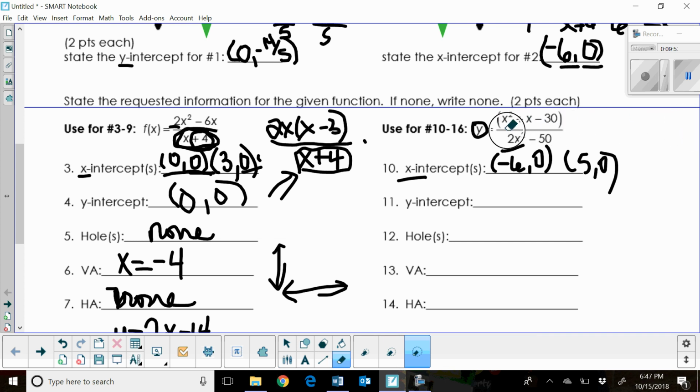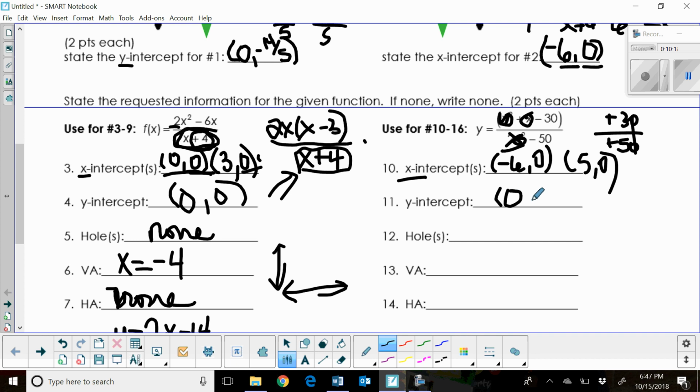Now, to find the y-intercept, we plug in 0 for x. We plug in 0 for x, that disappears, this disappears, and this disappears because 0 times all these things is just 0. So what are we left with? Negative 30 over negative 50, which simplifies to a positive 3/5. So this is going to be x is 0 and y is 3/5. So that's our y-intercept.